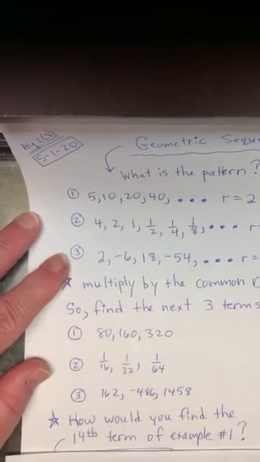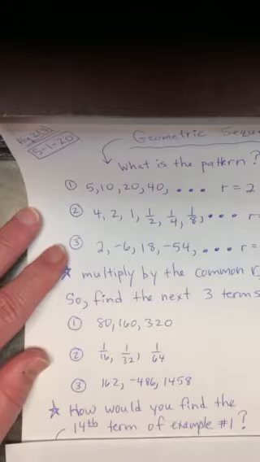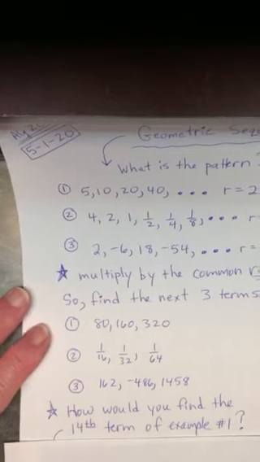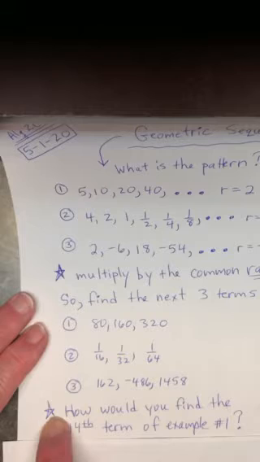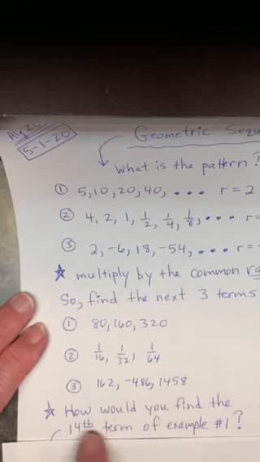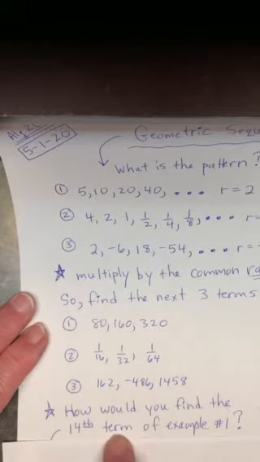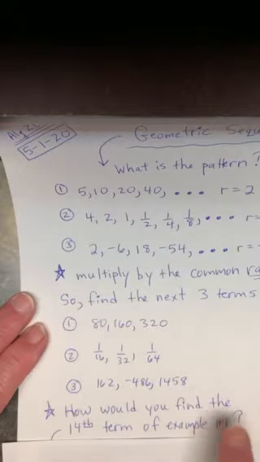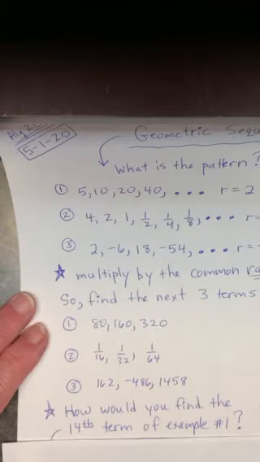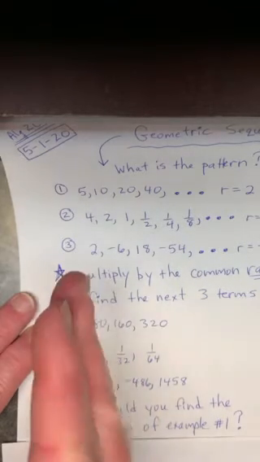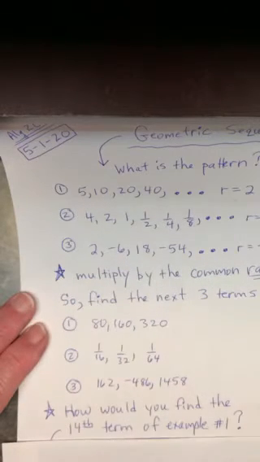Look at the question I'm posing at the bottom of this first page of my notes. It says, go ahead and write a big star and write, how would you find the 14th term of example number 1 there up above? Now, number 1 was the one that said 5, 10, 20, 40. They want you to find the 14th term of that example.